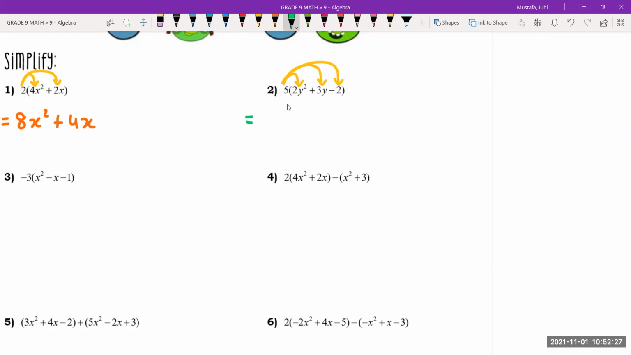What is 5 times 2 going to give us? 10. And then what do I do with the y squared? I just stick it on right here, and it's going to be 10y squared. Does that make sense? Okay, let's try the next one. 5 times positive 3. What's 5 times positive 3? Positive 15. And then what do I also have to stick onto it? Just the y. Good. And the last one, 5 times negative 2. What's that going to give us? Negative 10. And then that's our final answer.